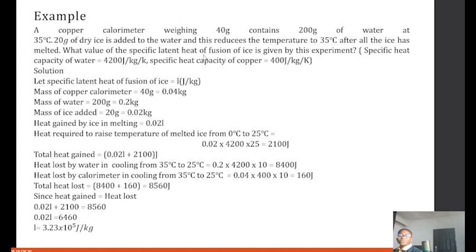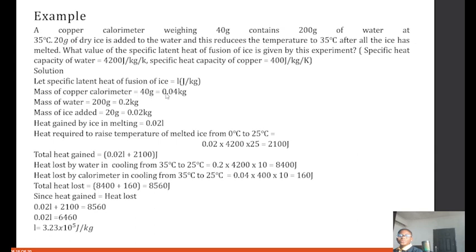What value of specific latent heat of fusion of ice is given by this experiment? Sorry, this one should be 25 degrees Celsius, not 35. That was a typo. So the specific heat capacity of water is this, and the specific heat capacity of copper is this. Some things are happening. The water is going to drop in temperature and lose heat, but the ice is not changing temperature, it's only changing state. So let the specific latent heat of fusion be L, because we don't know it.